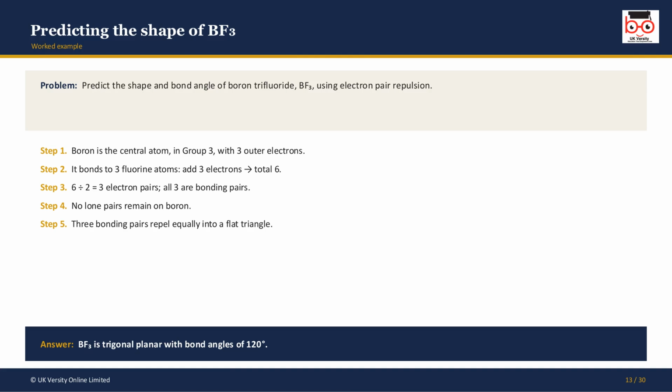Let's work out boron trifluoride. Boron is the central atom, in group 3, so it has three outer electrons. It bonds to three fluorine atoms, so we add 3 electrons, giving a total of 6. 6 divided by 2 is 3 electron pairs, and all 3 are bonding pairs, with no lone pairs left on boron. 3 bonding pairs repel equally into a flat triangle. So boron trifluoride is trigonal planar, with bond angles of 120 degrees.